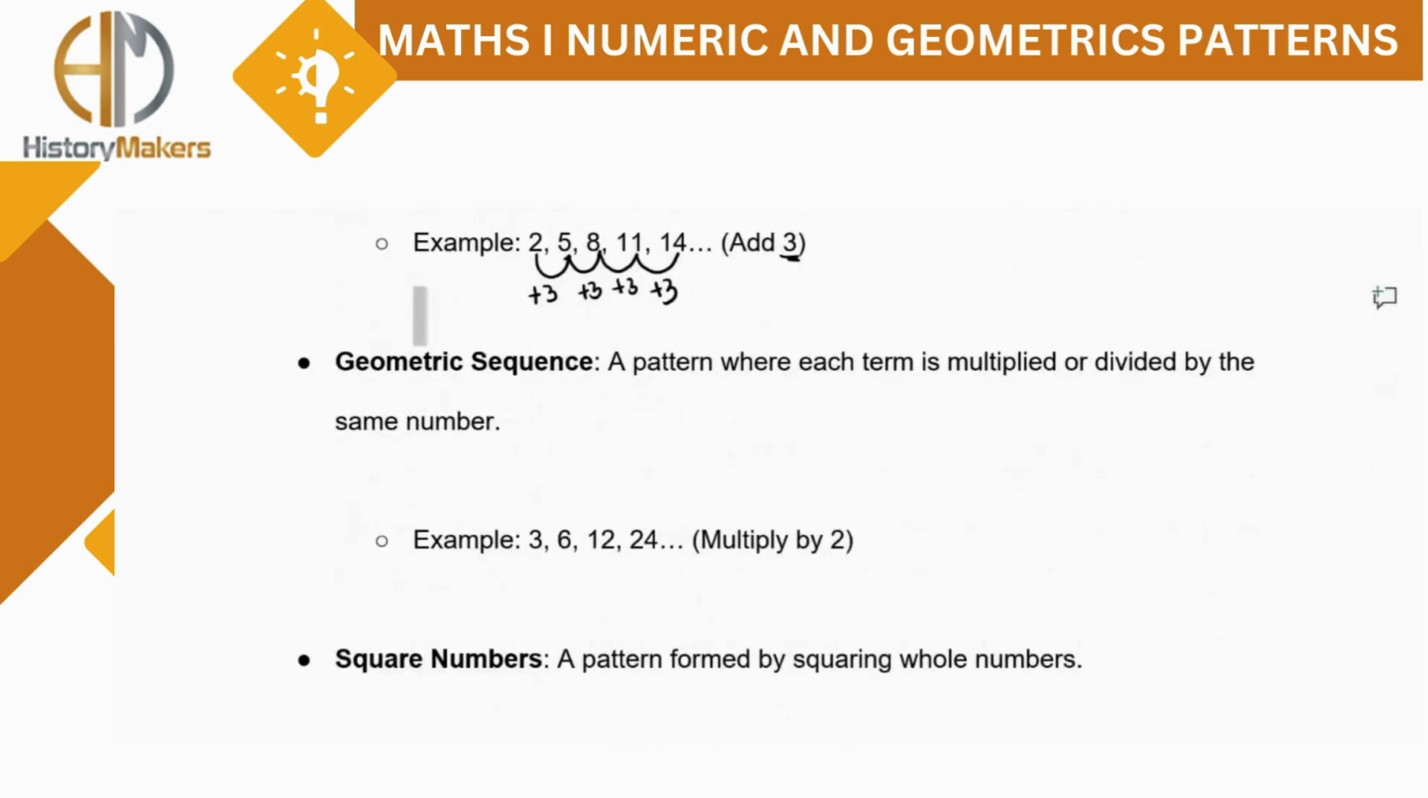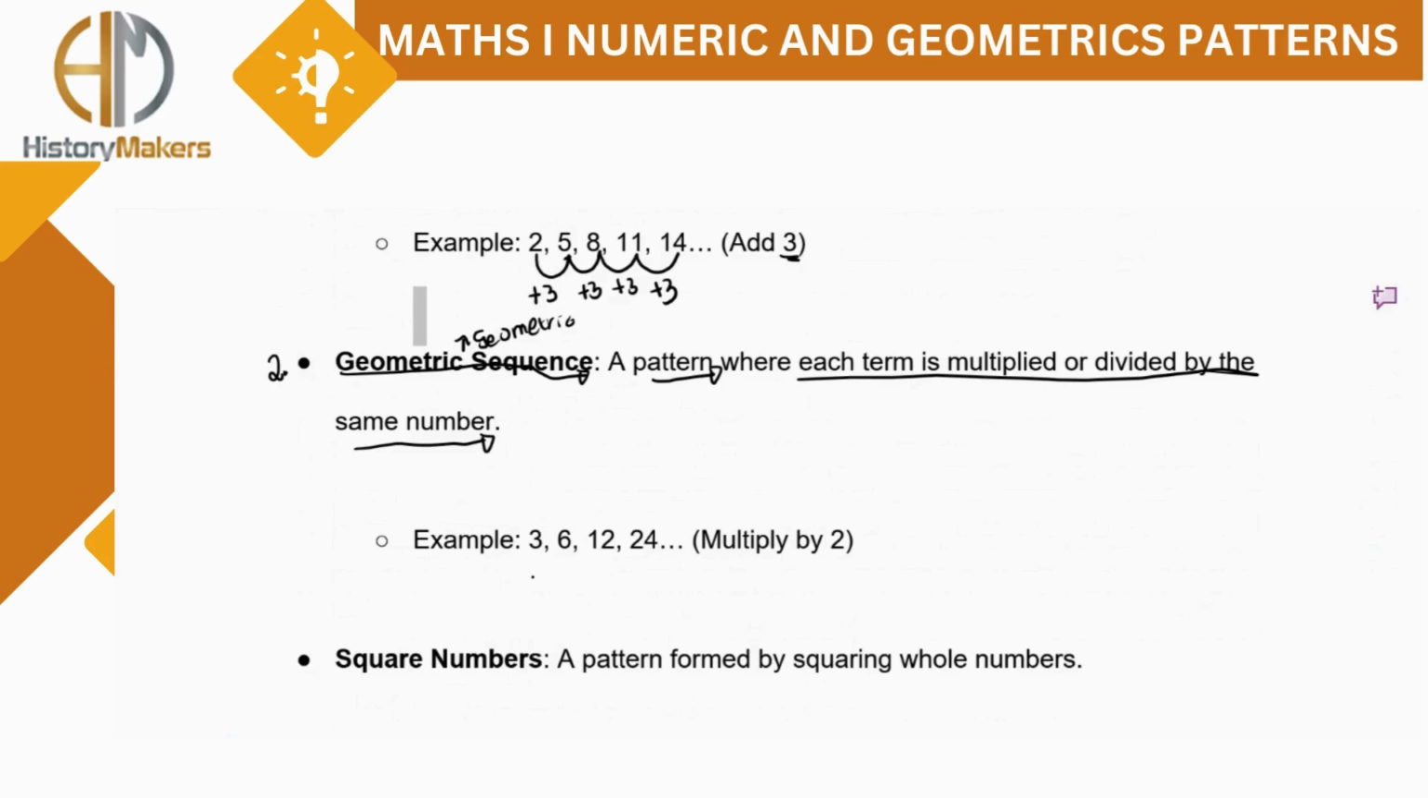Now we have the second one. We have the geometric sequence. In a geometric sequence, a pattern where each term is multiplied or divided by the same number is classified as what we said in the beginning, a geometric sequence. So this is a pattern where each term is multiplied or divided each time.